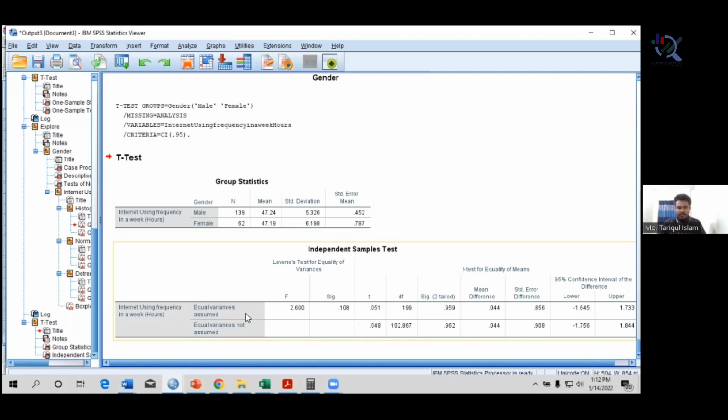But in significance, it is more than 0.05, and the t value is less than 0.051, and the significance is 0.951. So that is the alternative hypothesis that we proposed. We can accept that alternative hypothesis.